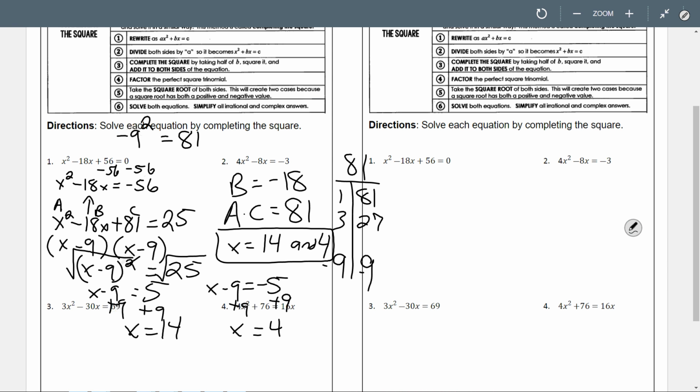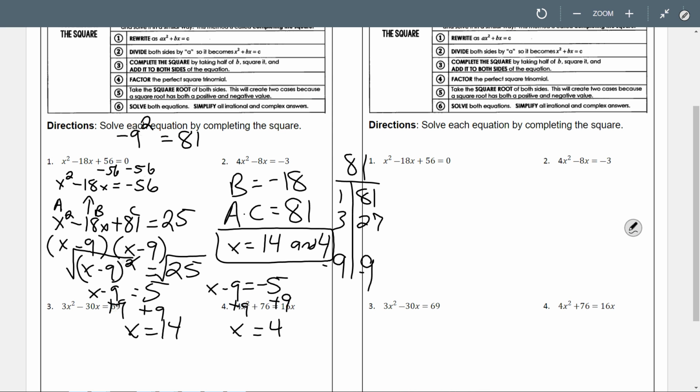So step number 1, rewrite as ax squared plus bx equals c. Then step number 2, divide both sides by a, so it becomes x squared plus bx equals c. There's no a value here, so I move the 56 over to get x squared minus 18x equals negative 56. Then I didn't need to divide by a because a was 1.